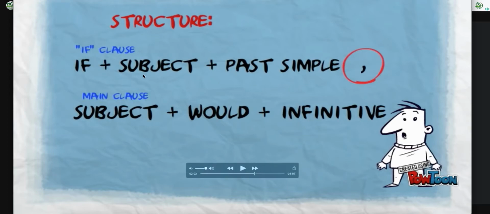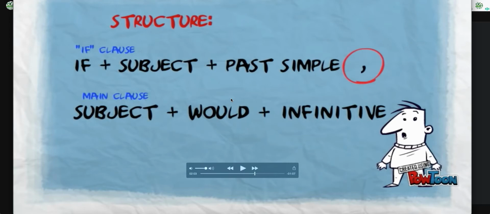If you have the if clause at the beginning, comma, and then the main clause. What happened here? In this kind of conditional, you are going to use past simple, okay? Till now, we have learned that with conditionals we use present. With conditional 0 it was present, with conditional 1 it was present. With conditional 2 we are going to start using the past simple of the verbs. And we are going to use would in the main clause.